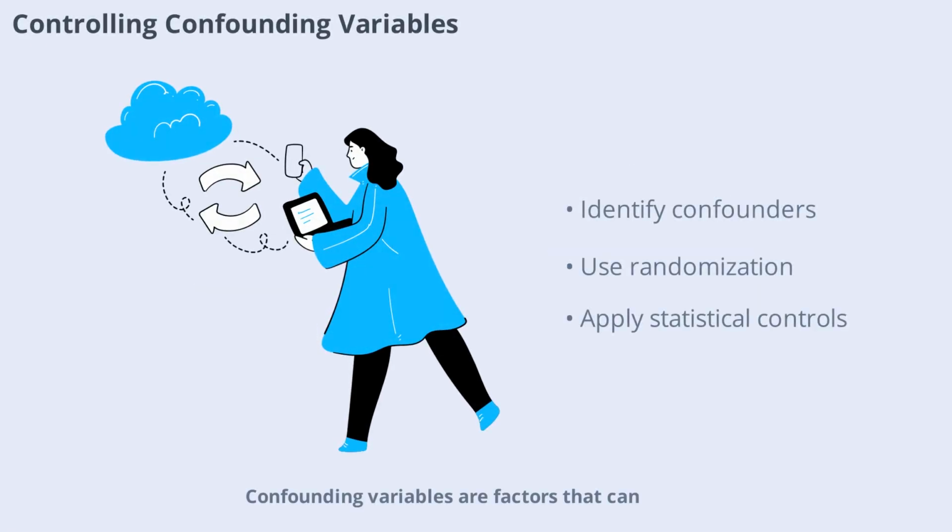Confounding variables are factors that can influence your results without your knowledge. For example, if you're studying the impact of exercise on mood, factors like diet or sleep could also affect mood. Controlling for these variables is essential to ensure your findings are valid. This can be done through careful study design, randomization, or statistical controls.